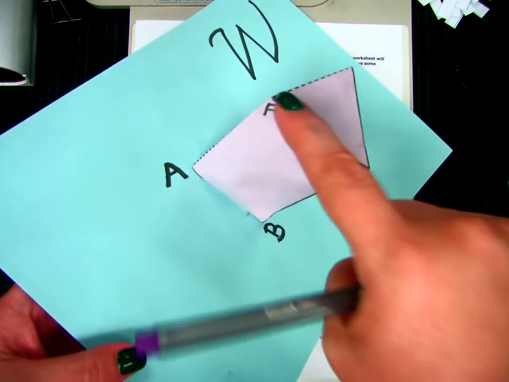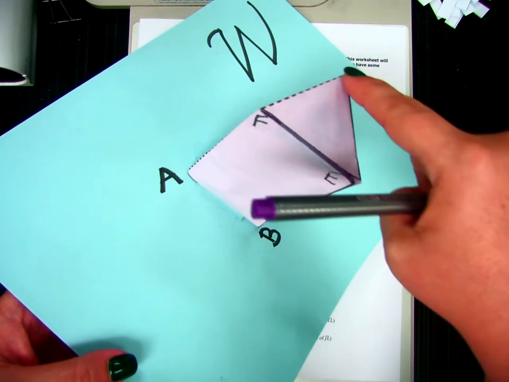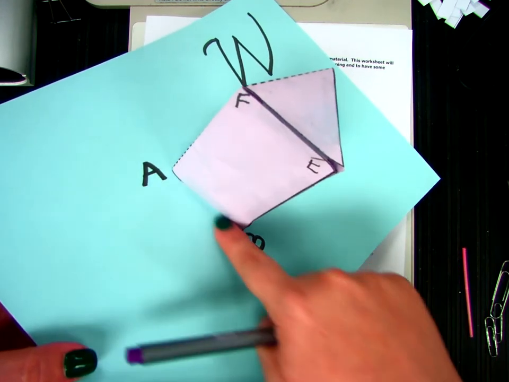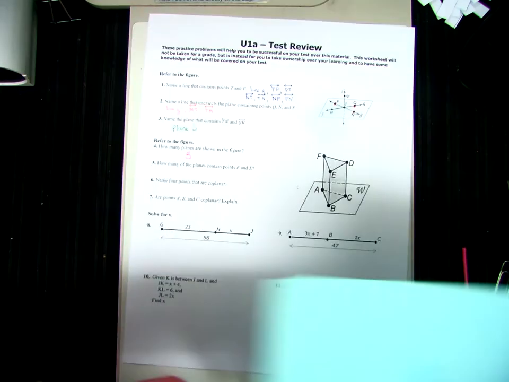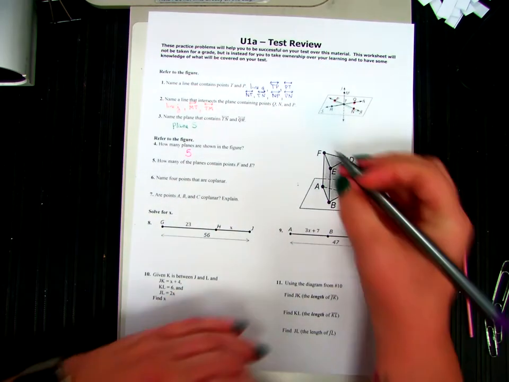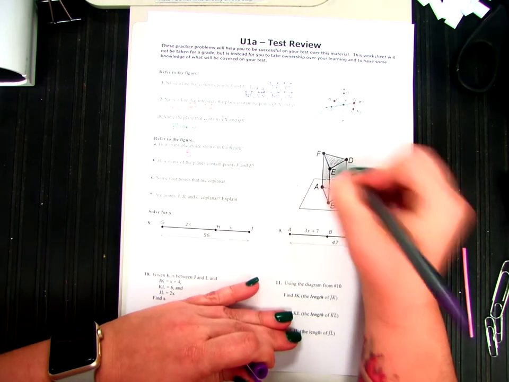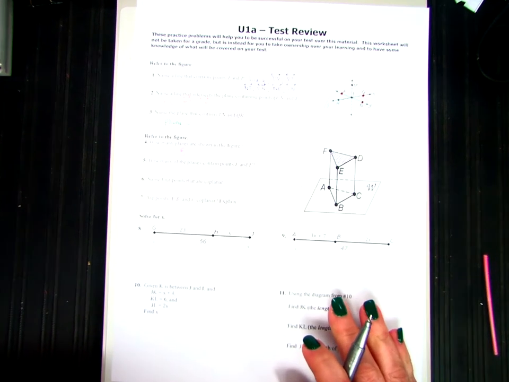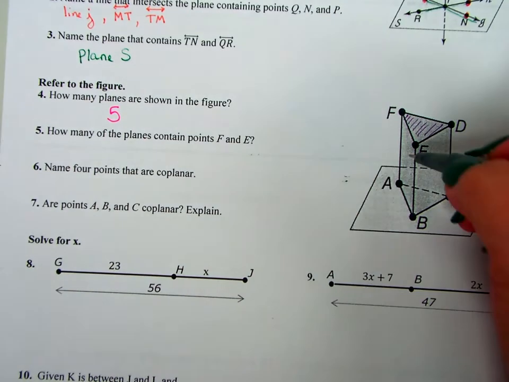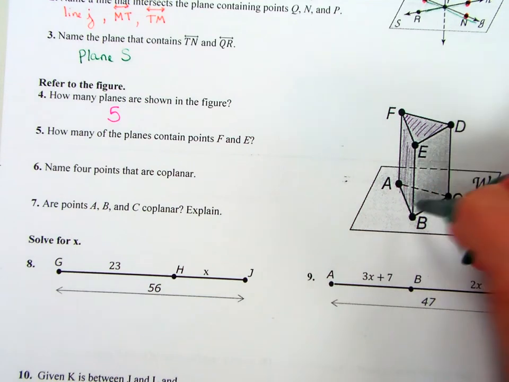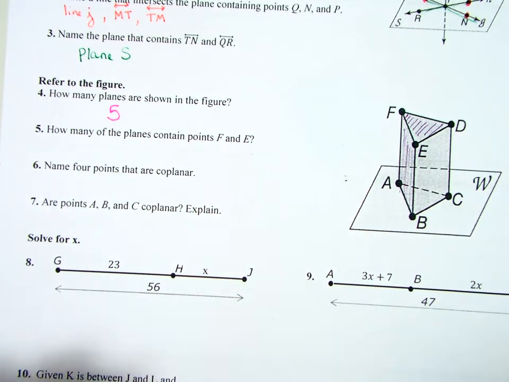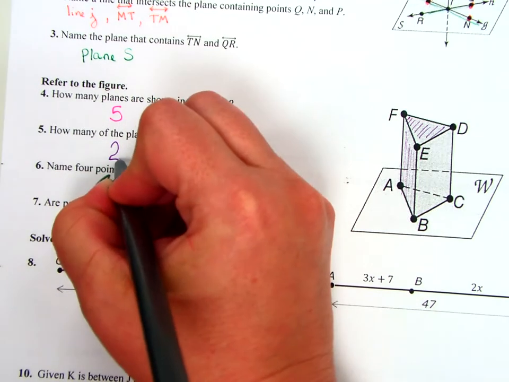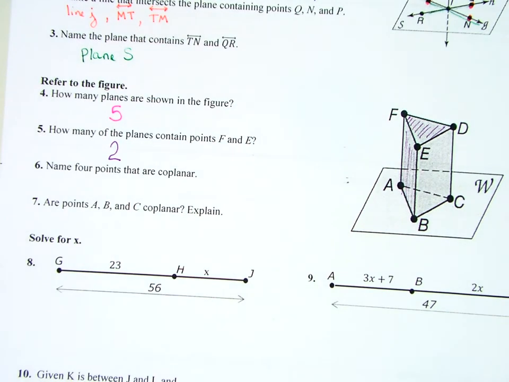2, right? Because F and E are both in the top corners. But they're also part of this side here. So F and E are part of this top plane, but they're also part of this side plane. It's hard to see that I shaded that in. So there are 2 planes in the picture that contain both of those points. There's really an infinite number of planes, but the ones that are shown in the picture, there's just 2.